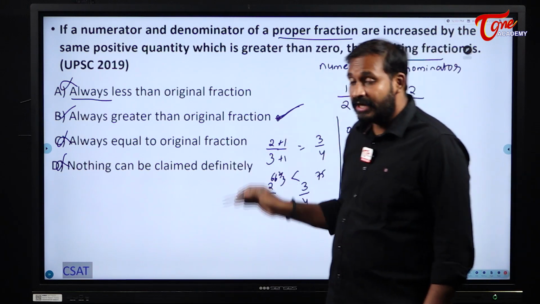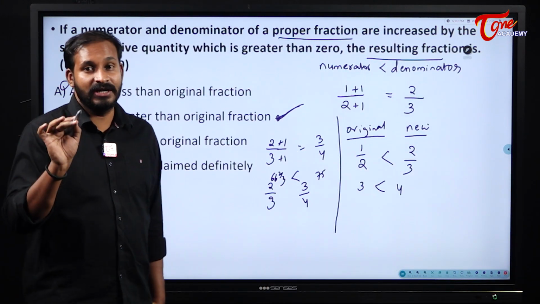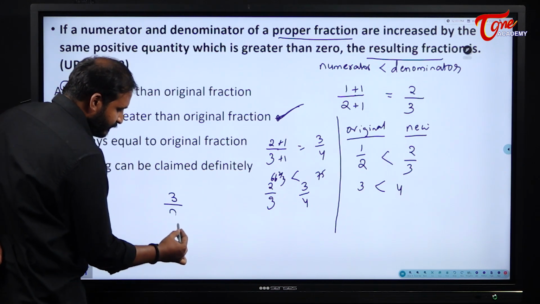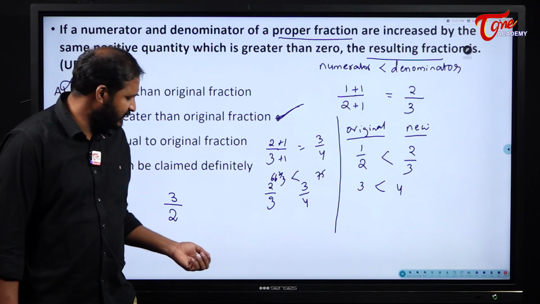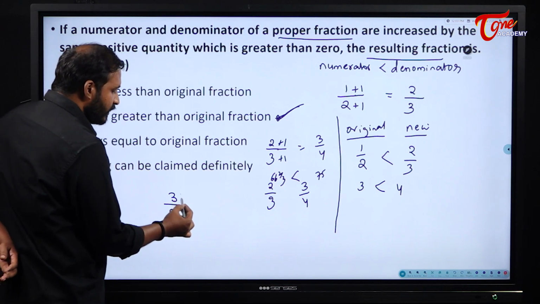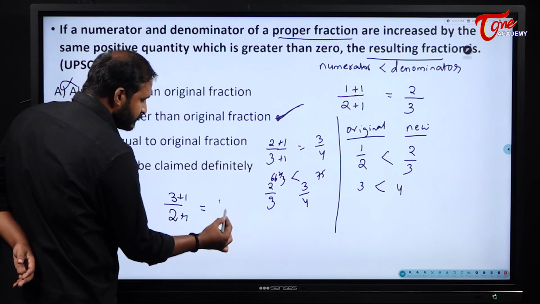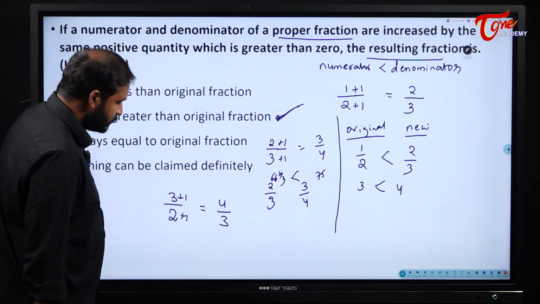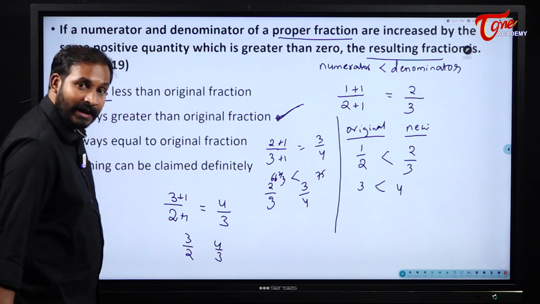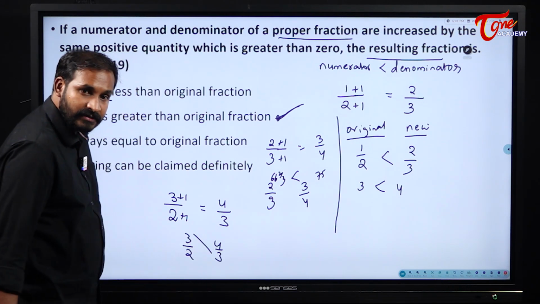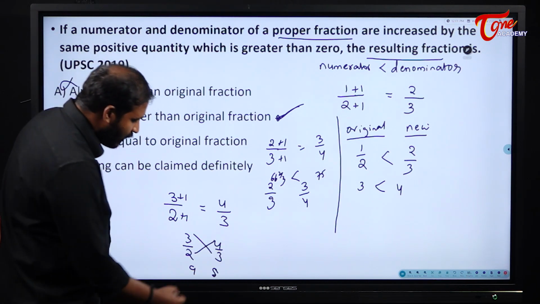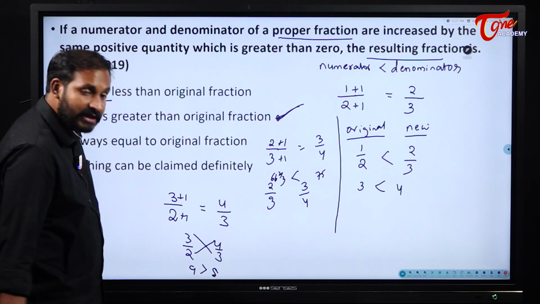If you don't know what a proper fraction means, you will write a wrong answer. For example, if you have taken your example as 3 by 2, anyway 3 by 2 is also a fraction. When you add 1 to this, what does it become? 4 by 3. So 3 by 2 is the original number and 4 by 3 is the new number. You will compare these two. 3 3s are 9, 4 2s are 8. So what happened to this one? My new number is becoming less than the original number.